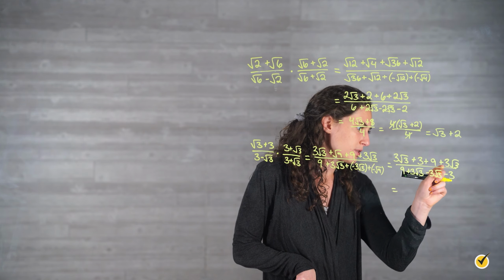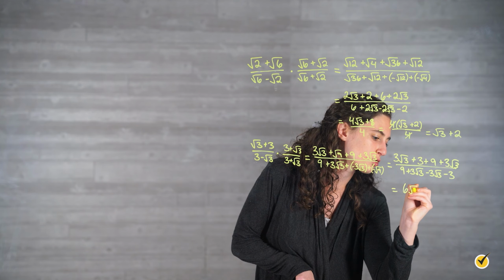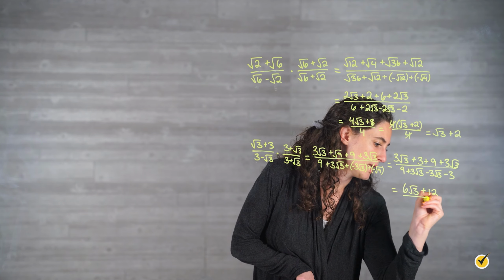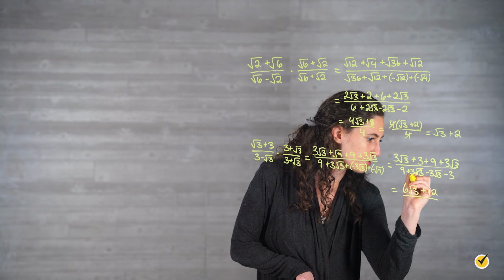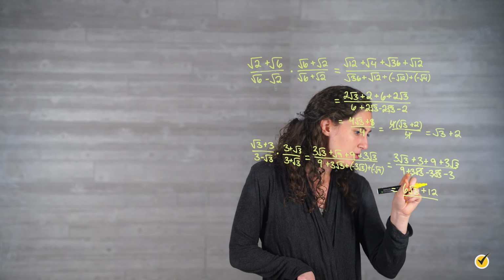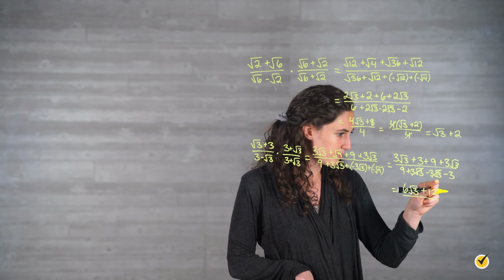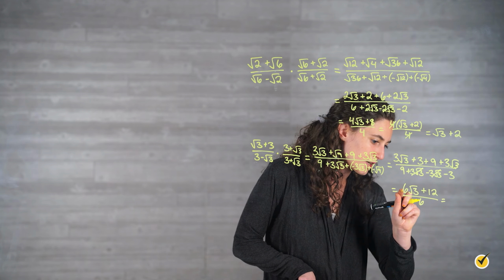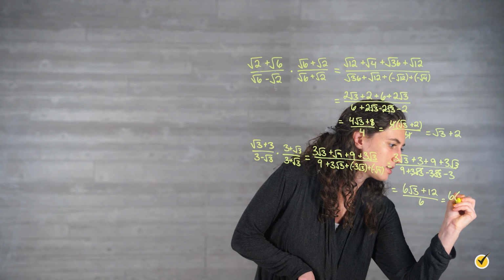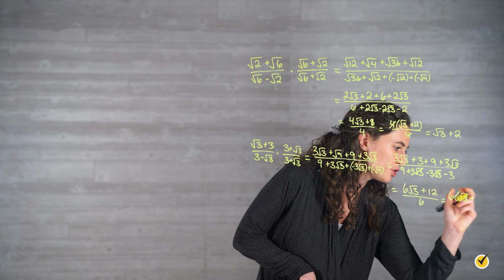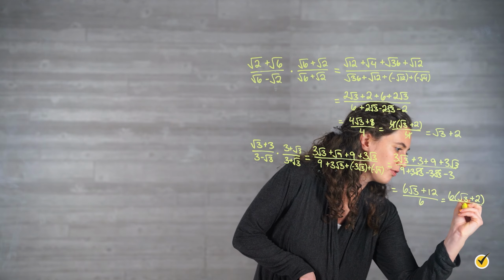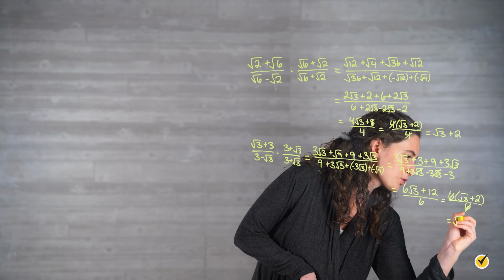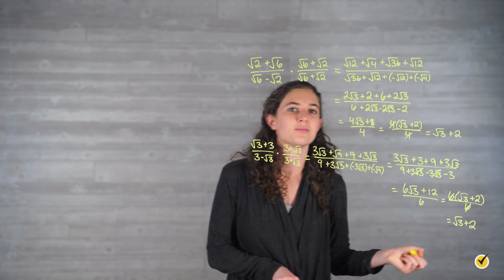Now we can combine like terms in our numerator and denominator. 3 times the square root of 3 plus 3 times the square root of 3 is 6 times the square root of 3, plus 3 plus 9 is 12. Divided by our 3 times the square root of 3 will cancel each other out because one's positive and one is negative. And then we're left with 9 minus 3, which is 6. Now we can factor out a 6 in our numerator and get 6 times the square root of 3 plus 2 over 6. Our 6's cancel out, and we're left with the square root of 3 plus 2.